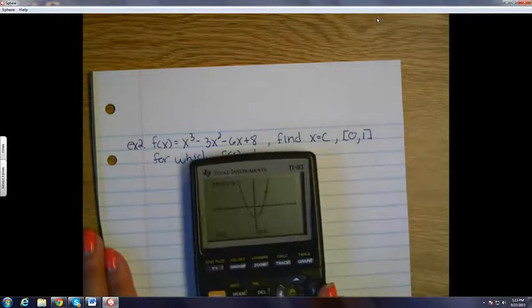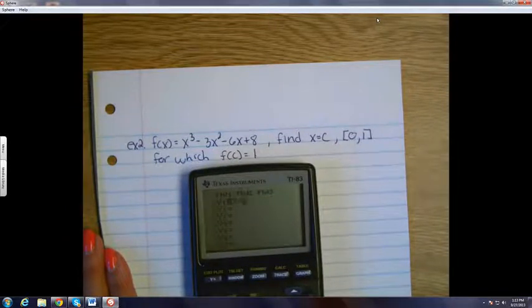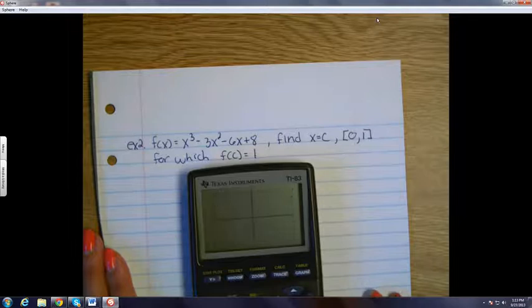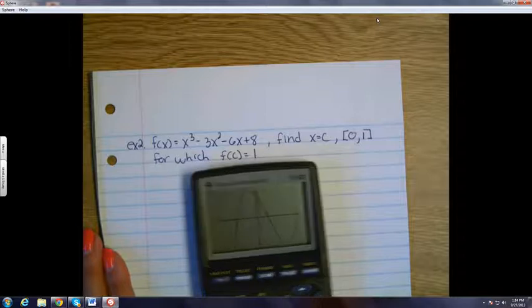So graphing. X cubed minus 3x squared minus 6x plus 8. And we're only looking at the graph between 0 and 1. And get rid of some of the x. Negative 4 to 4. Okay, looks like it's crossing real close to the 1 there.